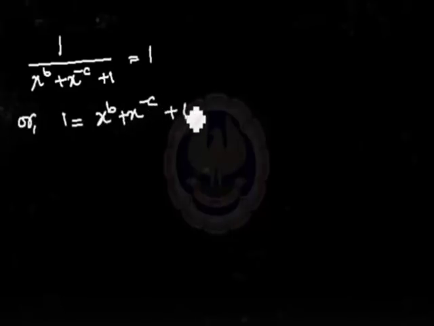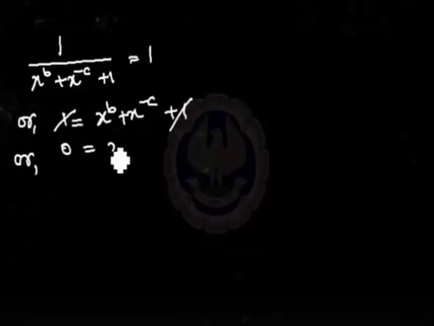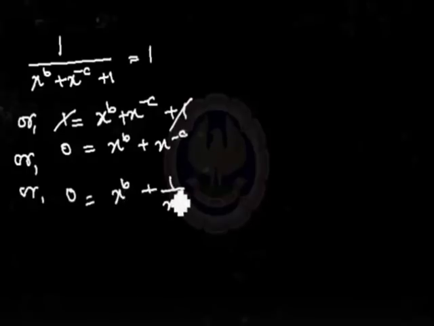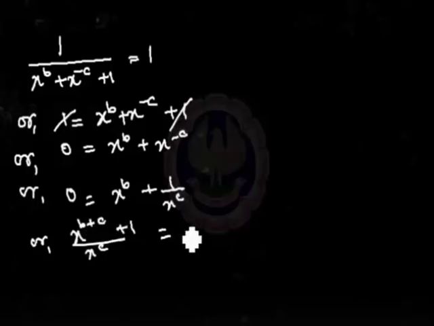So the first part, that is 1 by x to the power B plus x to the power minus C plus 1 is equal to 1. We are normally cross multiplying. 1 is equal to x to the power B plus x to the power minus C plus 1. 1 and 1 get cancelled. So we can write 0 is equal to x to the power B plus x to the power minus C. Right? Or we can write 0 is equal to x to the power B plus 1 by x to the power C. Taking the LCM, x to the power C, this will be written as x to the power B into x to the power C, that is x to the power B plus C plus 1, is equal to 0.